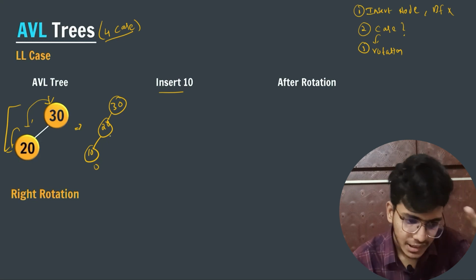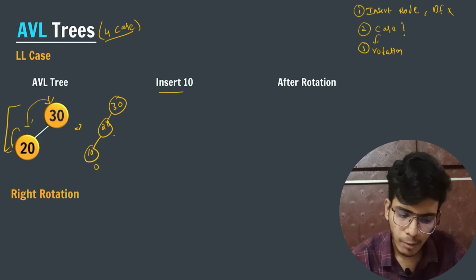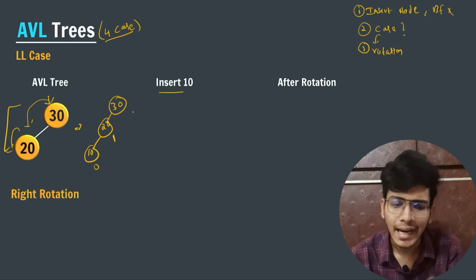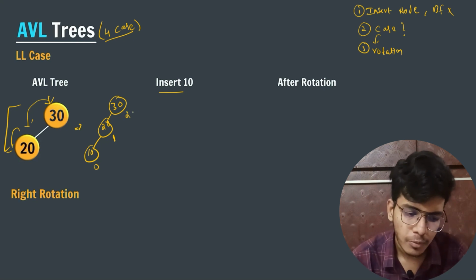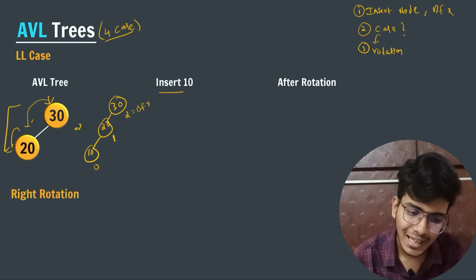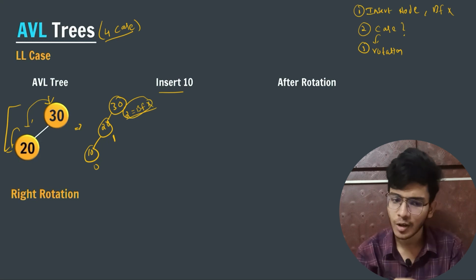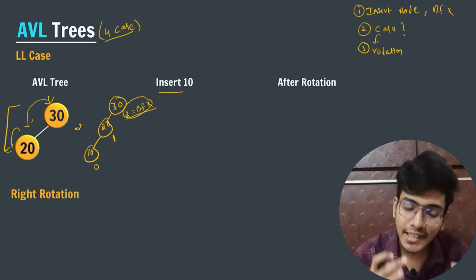The balancing factor is left height 1, right height 0, so it will become 1 minus 0, that is 1. And here the balancing factor will become 2 minus 0, because the left height is 2 and the right height is 0. So this will become 2. Here you can see that the balancing factor got violated, and it got violated because I have inserted 10.